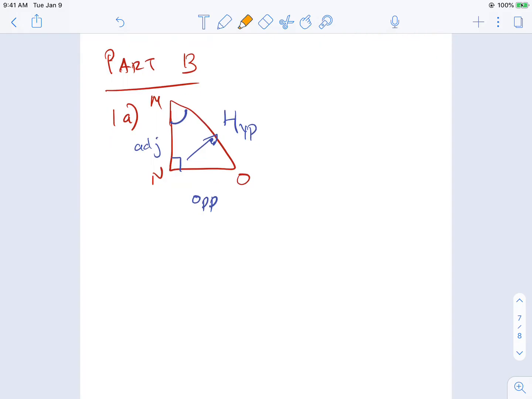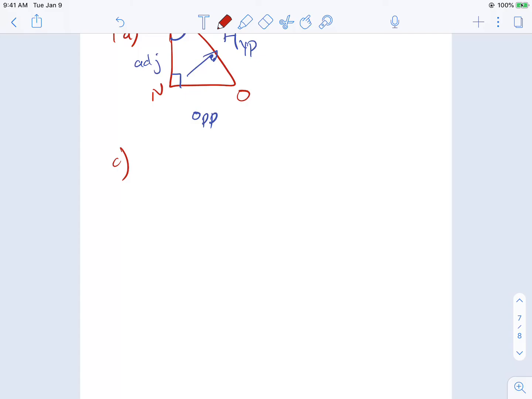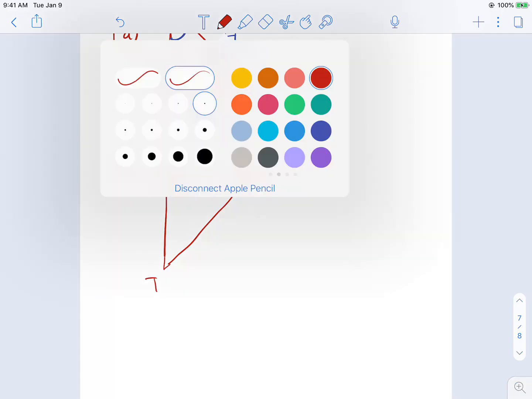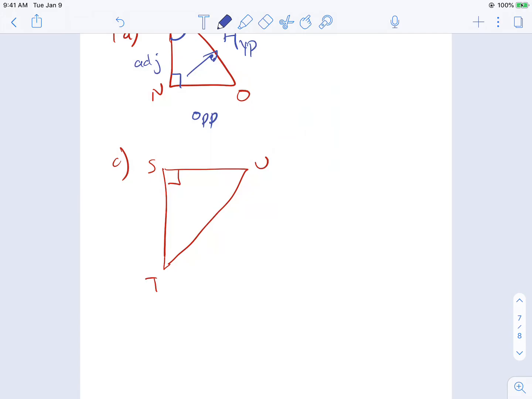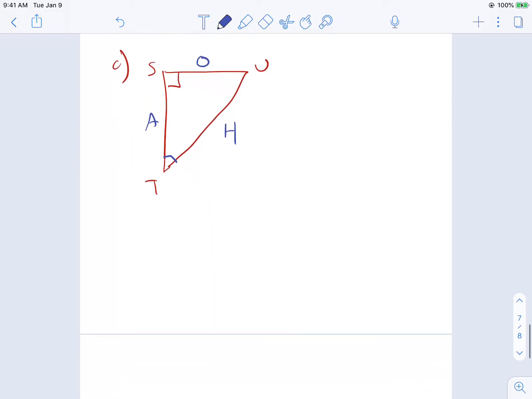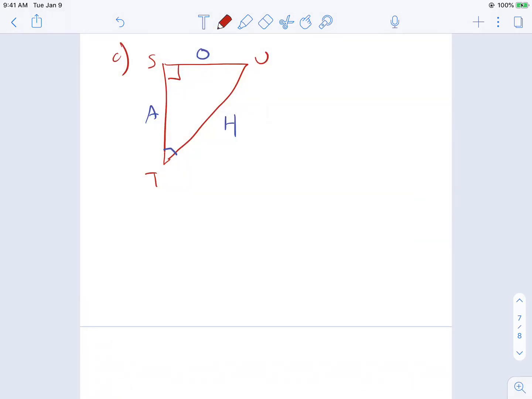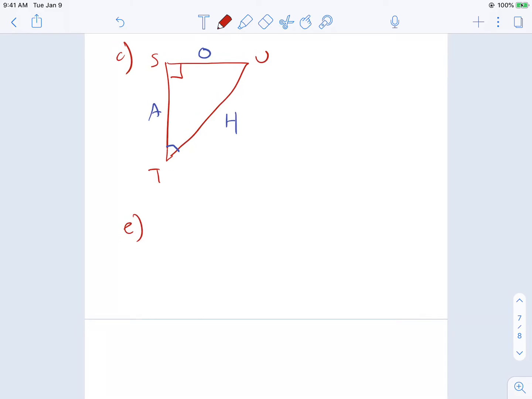As we move on to our next one, let me just draw it out for you here. This is C. We have S, U, T. Good, and now we want to do the exact same thing, labeling everything. Here's our angle of interest right there. So here's going to be our hypotenuse, here will be our opposite, here will be our adjacent. And we have E. E is a little all over the place, but that's okay.